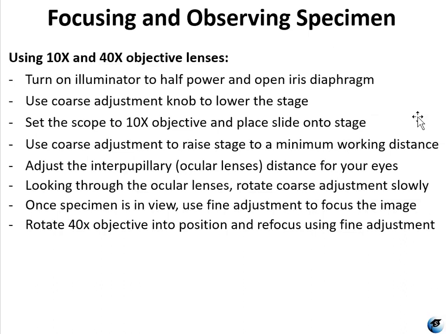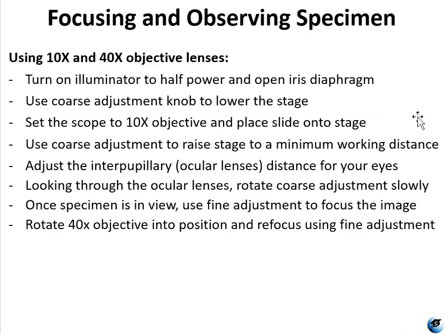You set the objective to 10x. You place the slide on the stage, and you use the coarse adjustment knob to raise the stage so that you have a minimum working distance. The working distance is just the distance between the objective lens and the slide that you're trying to view.